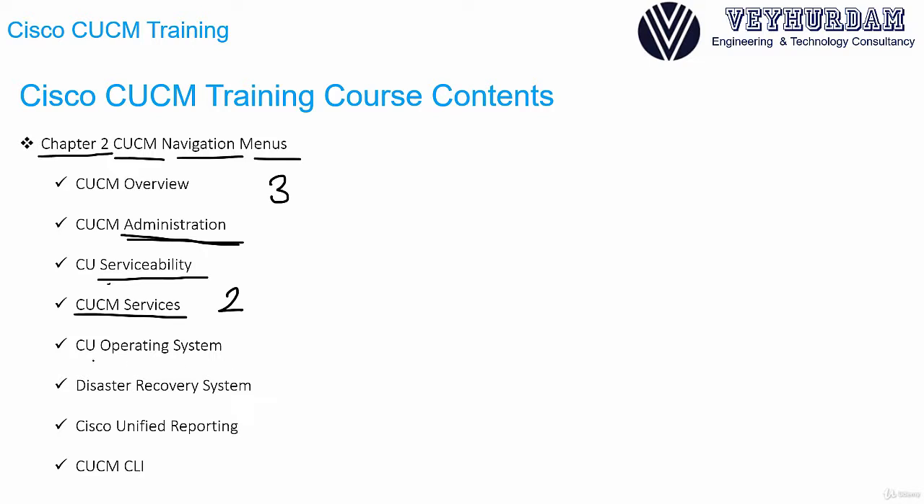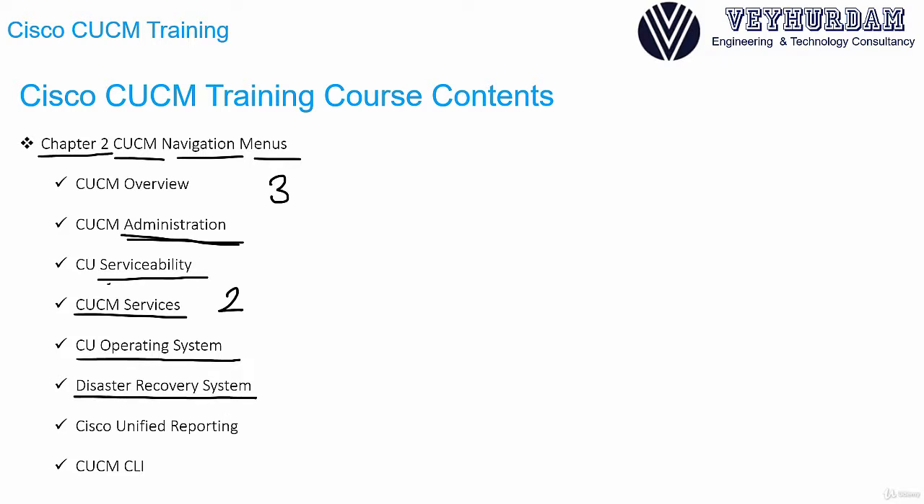We will continue our discussion with the Cisco Unified Operating System menu. We will understand what we can do related with that menu, what are the different options for installing, and how we can do it. Briefly, we will see. But for the detailed parts, we will go back to those menus and deal with them separately. Then we will deal with disaster recovery system.